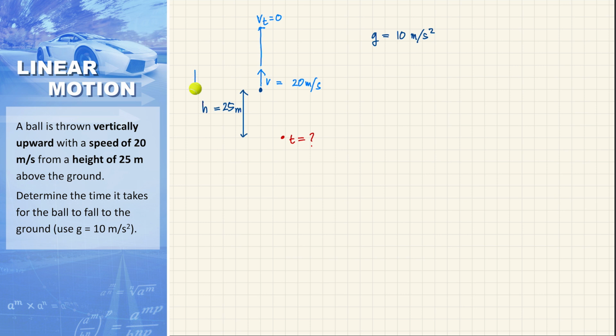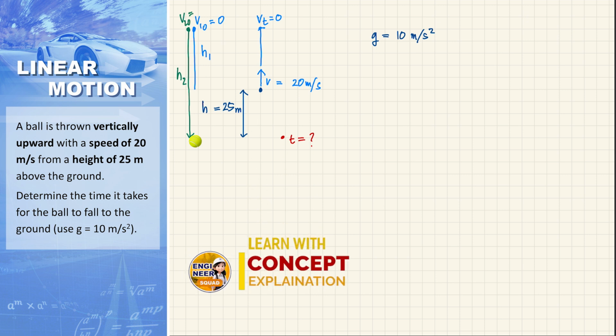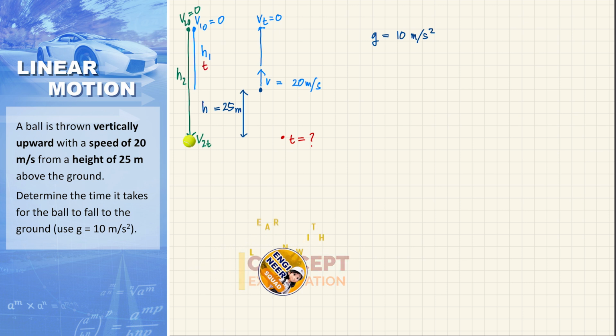The ball is thrown upwards, and will rise to the highest point. At this highest point, the velocity will be 0 meters per second, and we will denote it as v10. Then, the ball will fall downwards, covering a distance of h2. The initial downward velocity, which we will denote as v20, is 0 meters per second. We will denote the time taken to ascend as t1, and the time to descend as t2. The question asks for time t, where t here is the sum of t1 and t2.